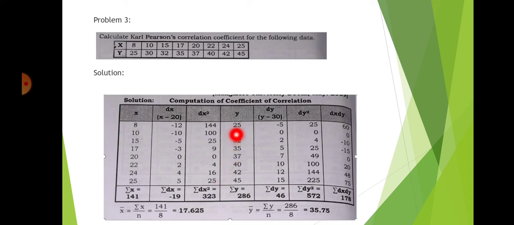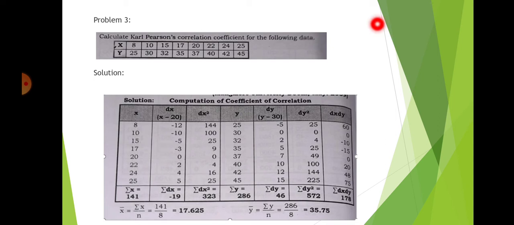Now y is given in the problem. Now y minus 30 is the value. You have to find this to get the coefficient of correlation. So y minus 30, what is this? 25 minus 30. It is a rough value between the minimum and the maximum. One of the values that you can take. Even 25 or 31 also can be taken to change y to dy.